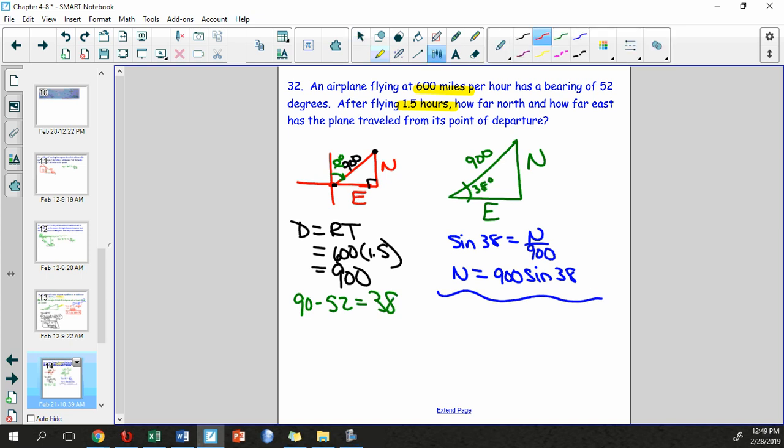Okay, so what about the east? How do I find the east? What's east compared to 38? So what trig function deals with adjacent? Cosine. So I'm going to have the cosine of 38 is equal to the east divided by 900. So the east is equal to 900 times the cosine of 38. Do we understand that, yes or no? Now you have to get the physical numbers. I'm not going to do the calculation for you. You have to finish that and check it. Okay, so it's not quite all the way done.